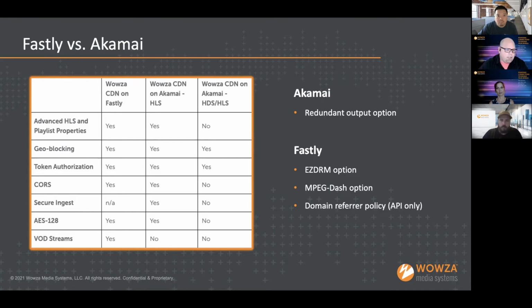So as you kind of look at the comparison over here, yes, we still have geo-blocking. Yes, we still have token authorization. And yes, Akamai has more token auth restrictions. That's why you have to go through the support team. With Fastly, you can do it all on your own. You don't require the support team to set up token auth or geo-blocking or any of that. You can do all of that unrestricted. CORS is still there.